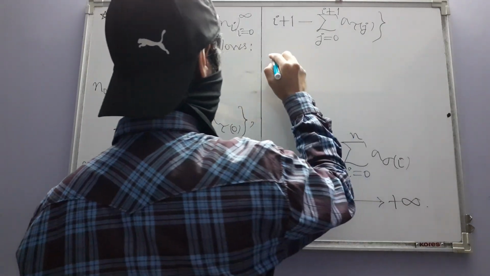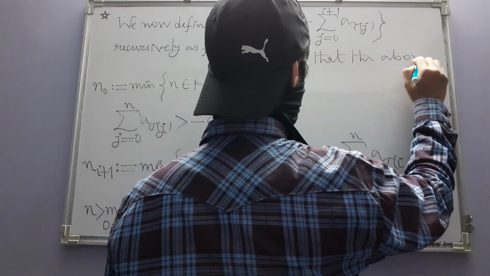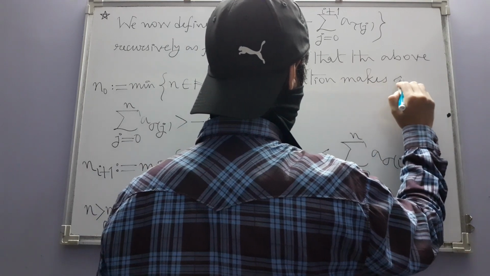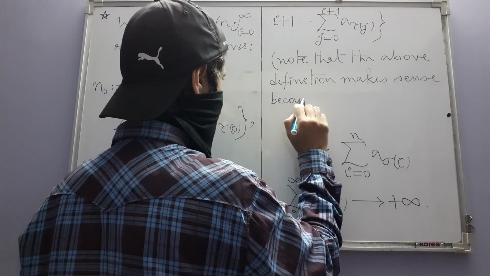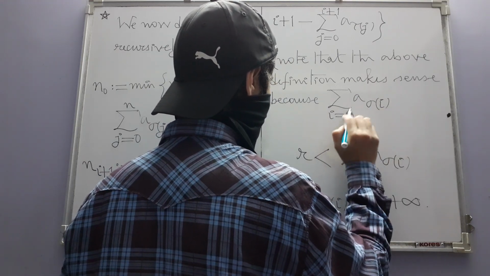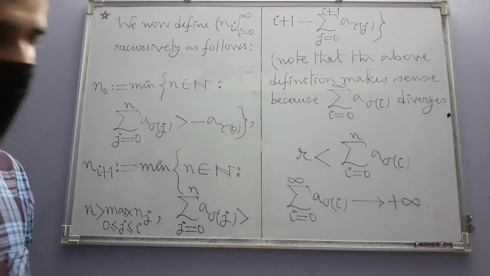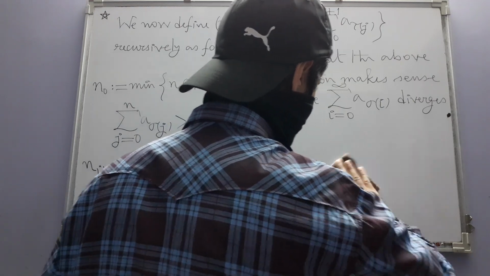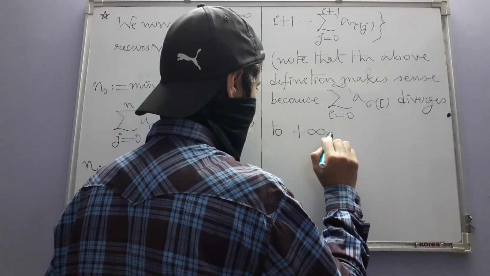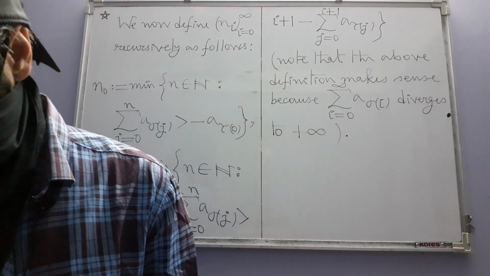Note that the above definition makes sense because the summation sigma of i, as i varies from 0 to infinity, diverges to plus infinity. So there is no problem with this definition. Ni is a well-defined sequence of natural numbers. Now what are we going to do with this Ni though? So that is coming next.